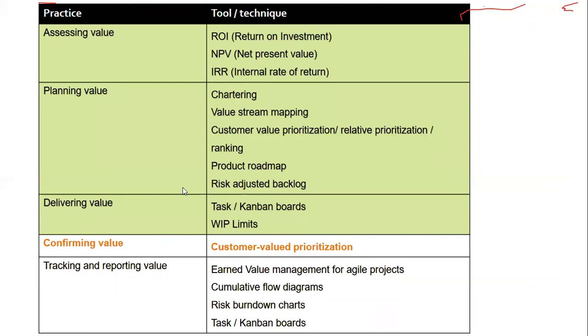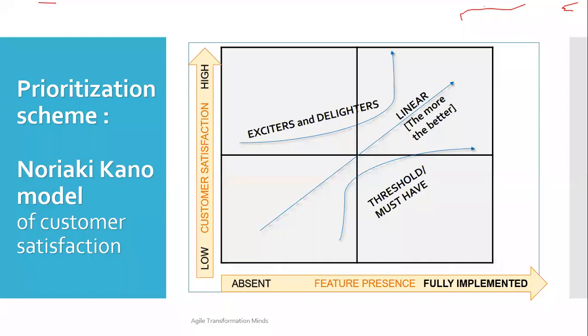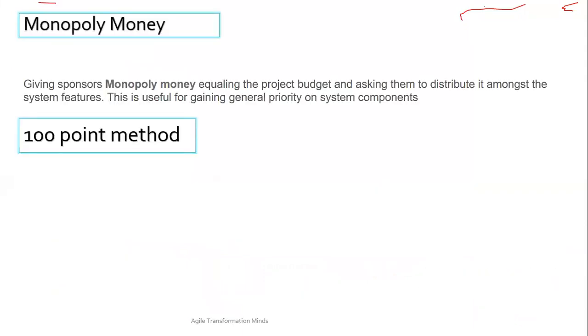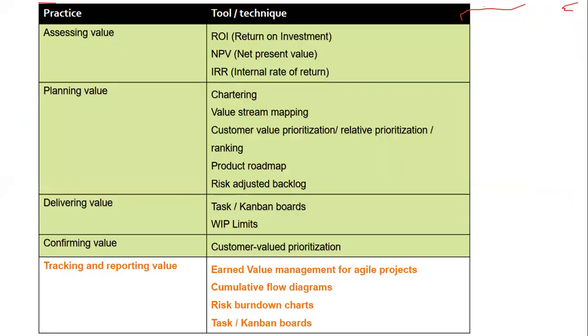Okay, they are the Kano model, MoSCoW, 100-point method, Monopoly money, and the last one is Karl Wiegers' relative model. So you must revise those things: MoSCoW, Monopoly money, 100-point method, Karl.